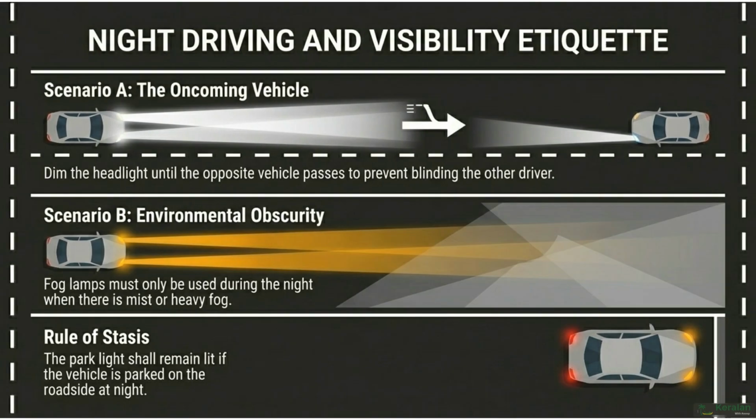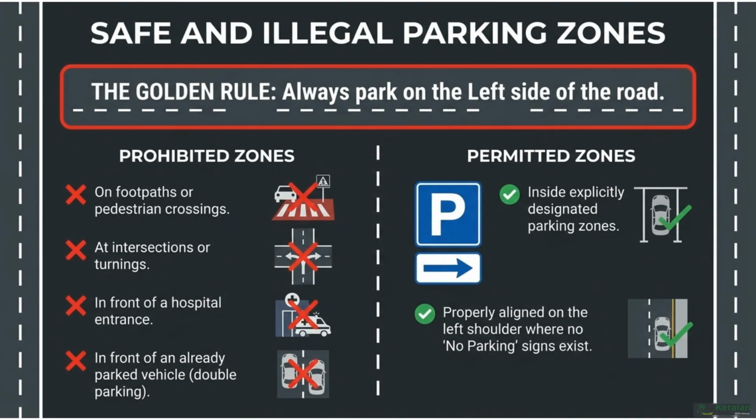At night, use proper visibility etiquette. Dim your headlights for oncoming vehicles to avoid blinding other drivers, and only use fog lamps when conditions specifically require them. The golden rule of parking is to always park on the left side of the road. Avoid prohibited zones like pedestrian crossings, turns, or in front of hospital entrances.